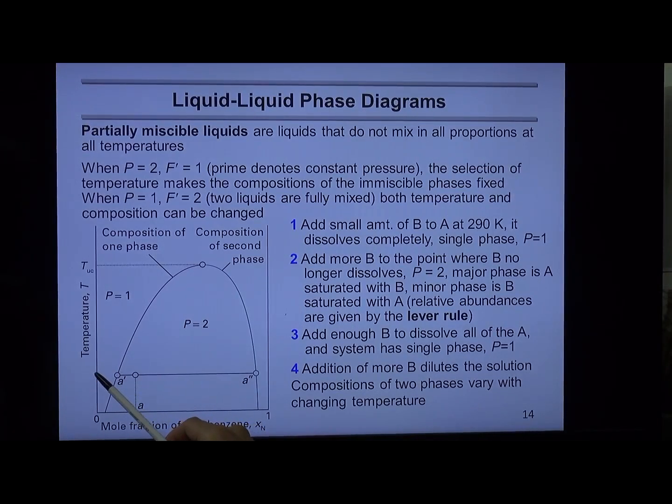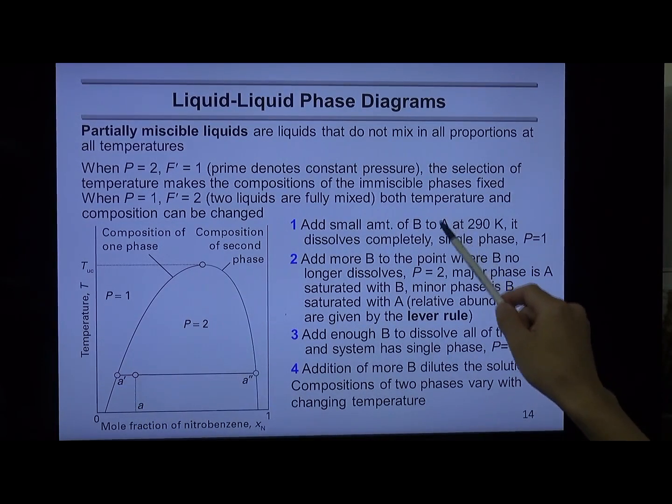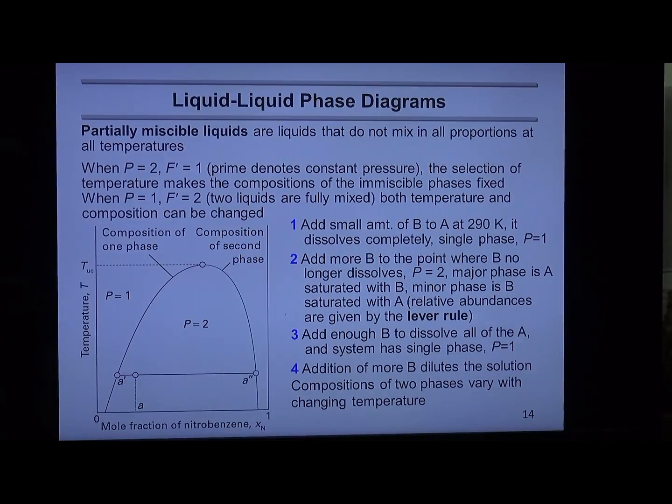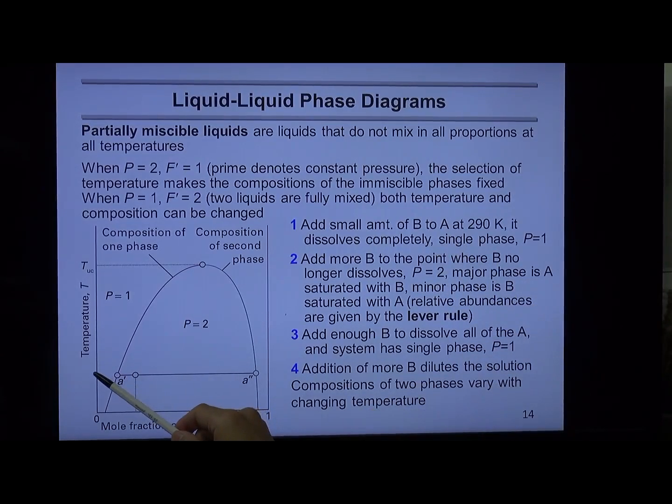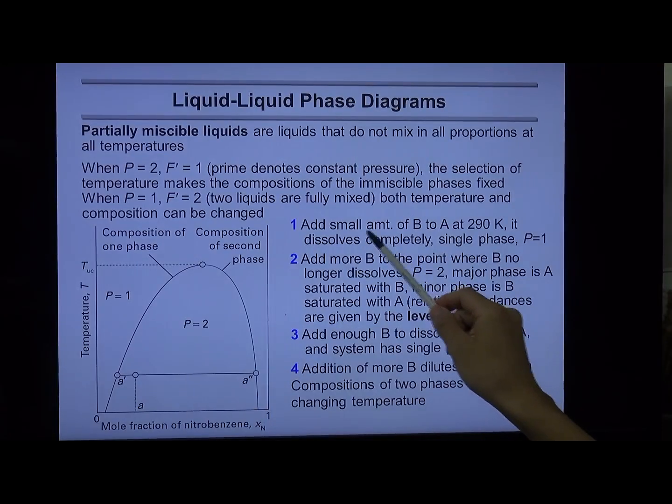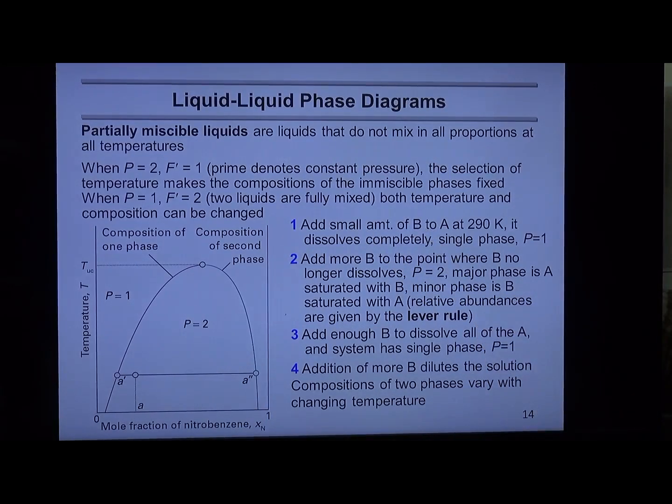Let's start from here. For example, let's say that we only have A. We'll consider the mixture of A and B, and first there is only A here. And we add B to the liquid A. If only a small amount of B is added to A, then they can mix completely together. It can dissolve completely.